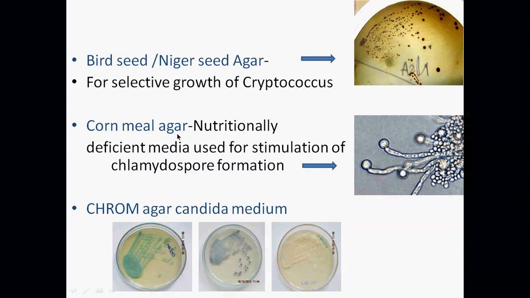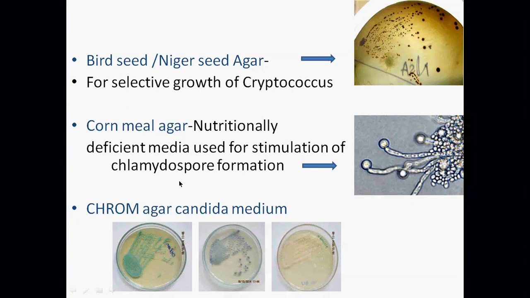So, this is cornmeal agar, which is used as a nutritionally deficient media, on which you can see the growth of the fungi in the formation of, in the picture shown here. These are the small chlamydospores which can be seen over here.